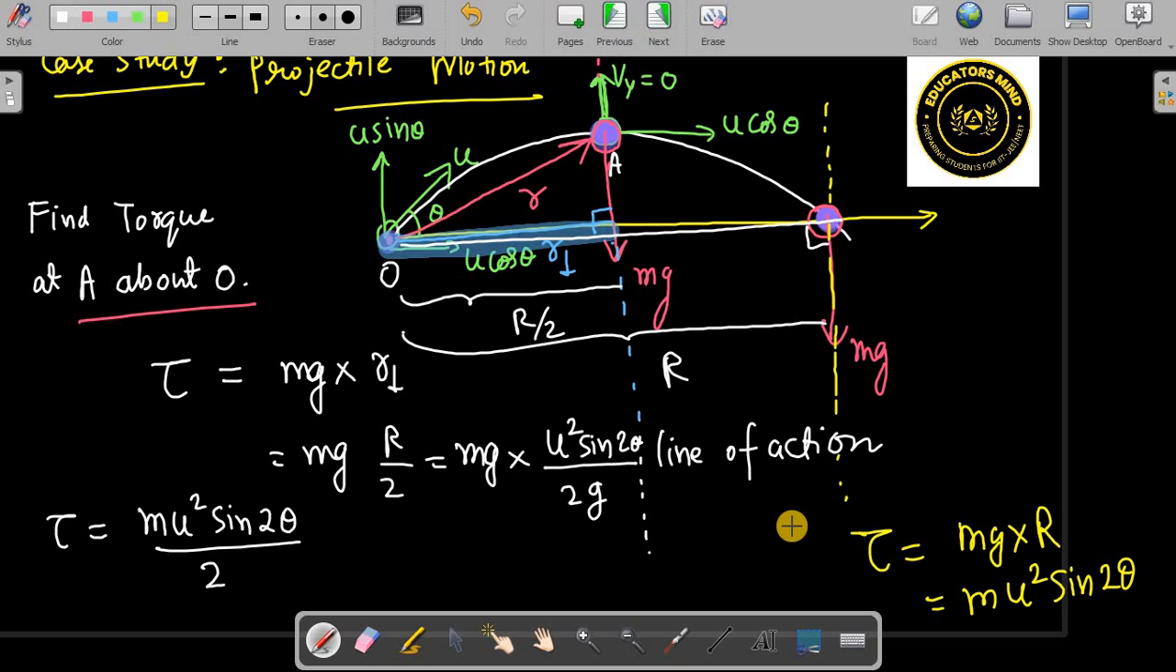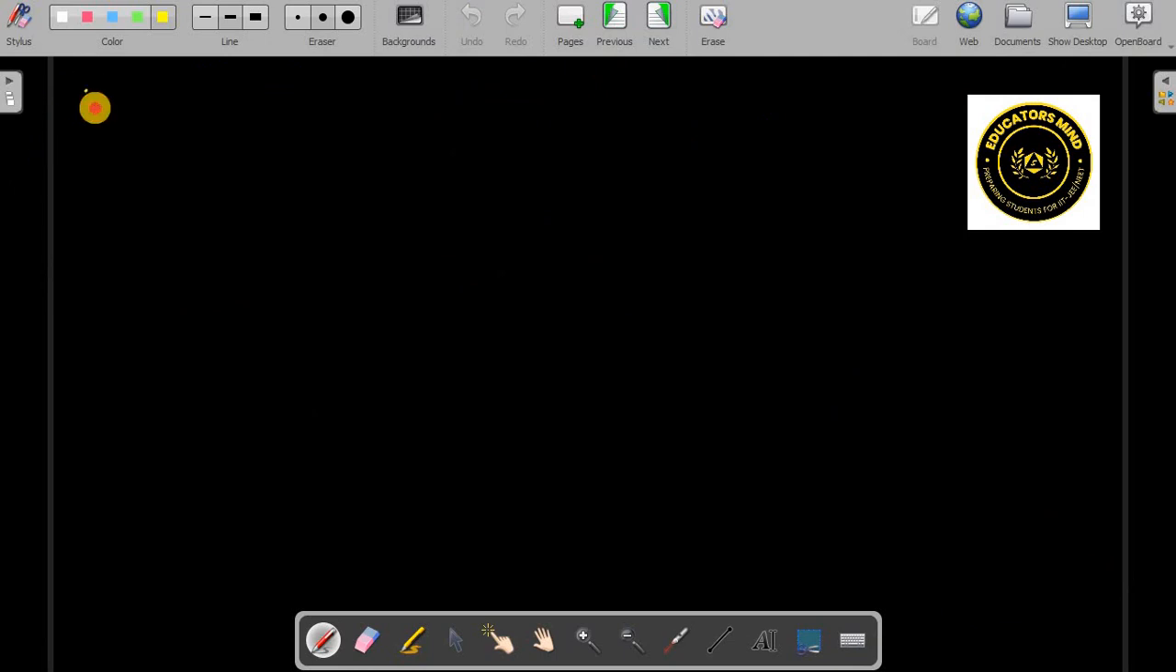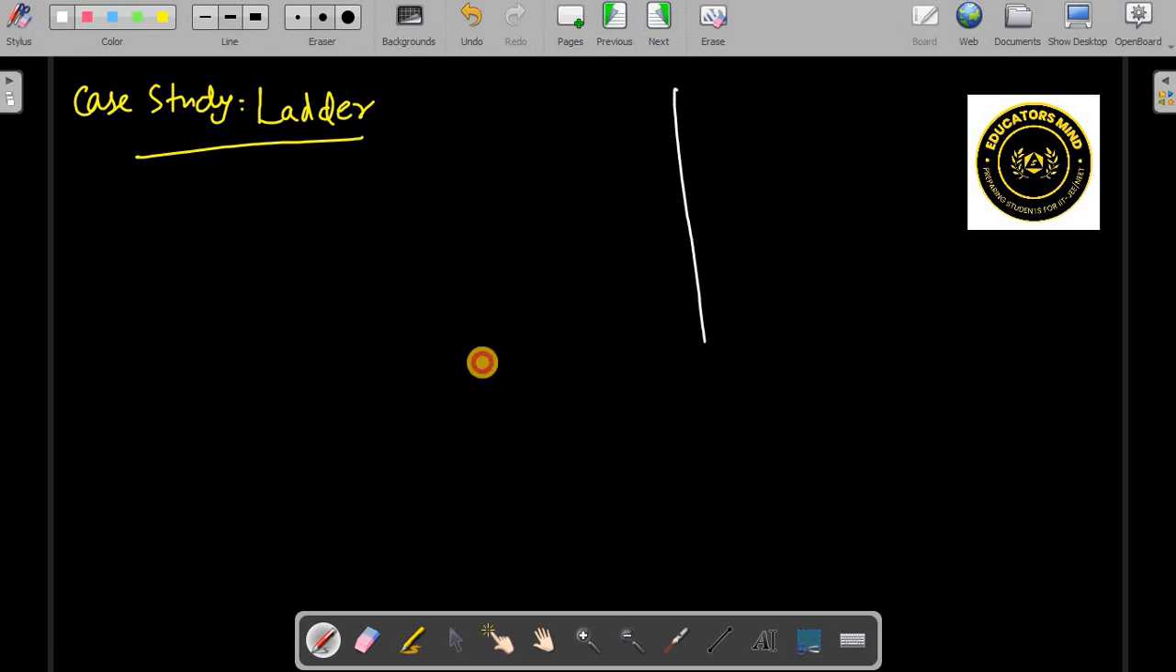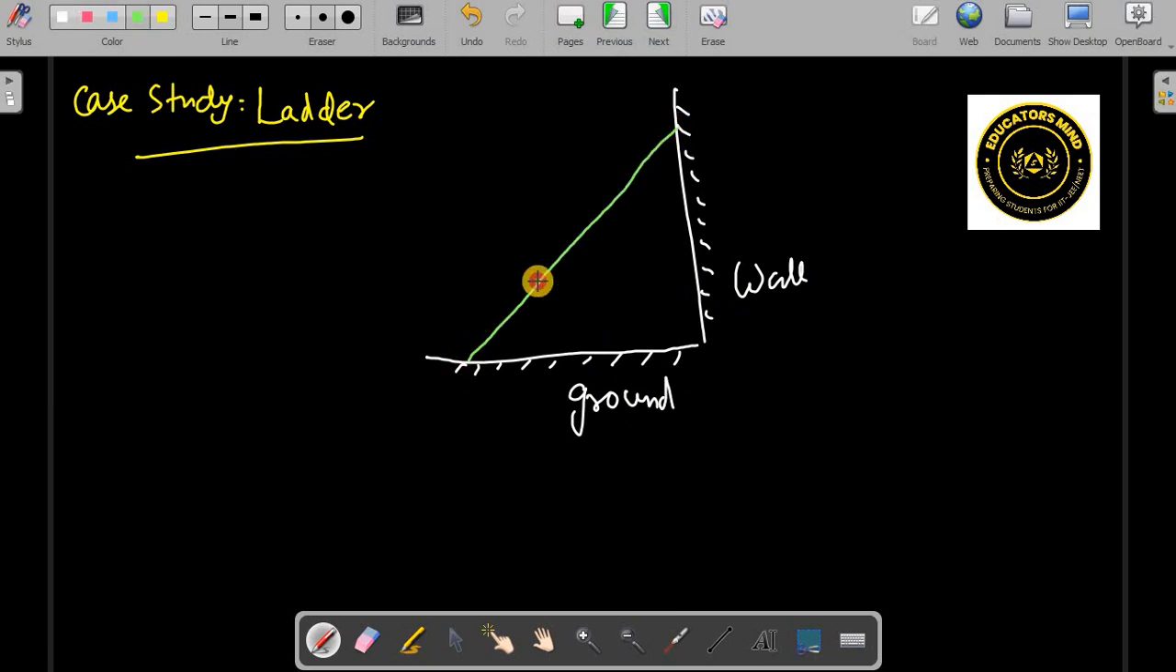Similarly, you can consider another case study, for a ladder. Case study number 2: a ladder. Sometimes in the questions they say there is a ground here and this is a wall. So this is a wall, this is the ground, and there is a ladder. The center of mass of the ladder is M. The total length is L.